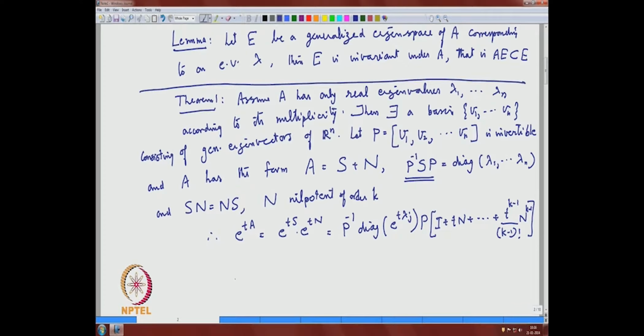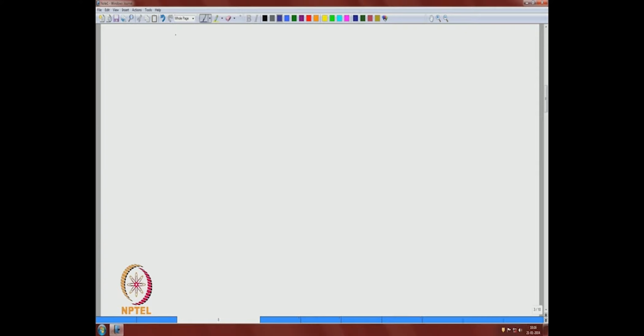If you want to find a solution, the solution is x of t equals e power tA applied to x naught. So you have the complete solution, and you can write it down directly using this. This is a matrix acting on x naught, and you compute that. So this is the case when A has only real eigenvalues. You can also write theorem 2.